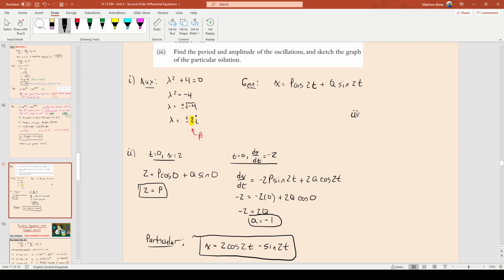So part 3, buddies, it says this: find the period and the amplitude of the oscillations and sketch the graph of the particular solution. Oh my god, buddies. Well, then, my folks, what are we gonna do? Well, here's what you got to do. It's not really nice to draw this graph. It's a bit of a nightmare.